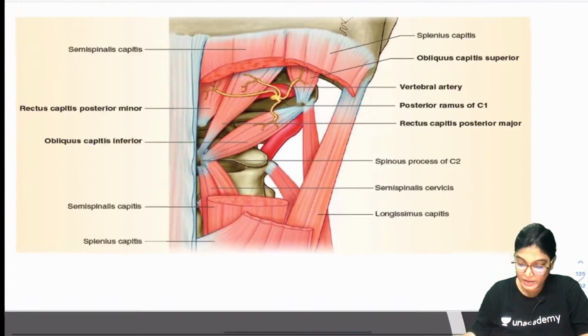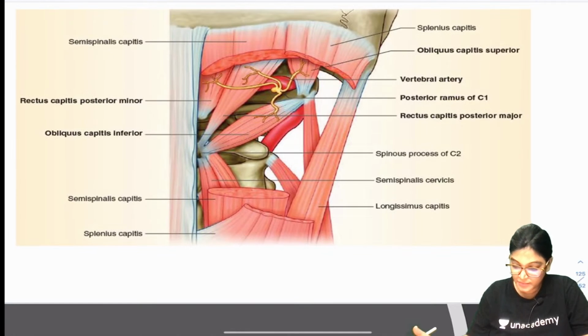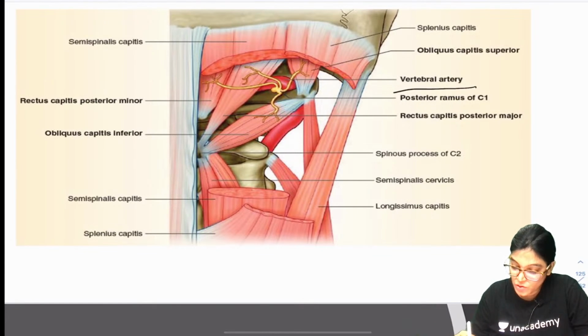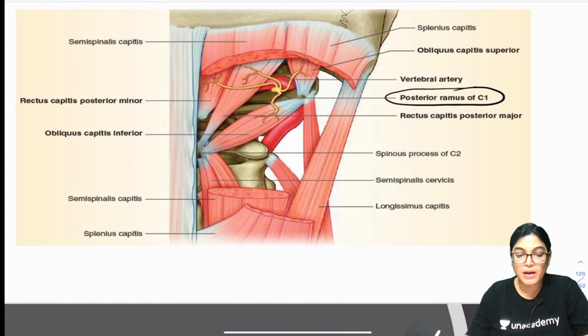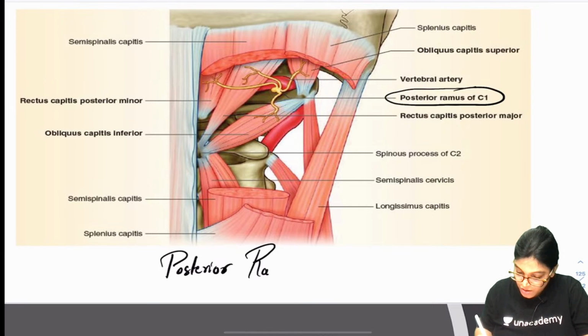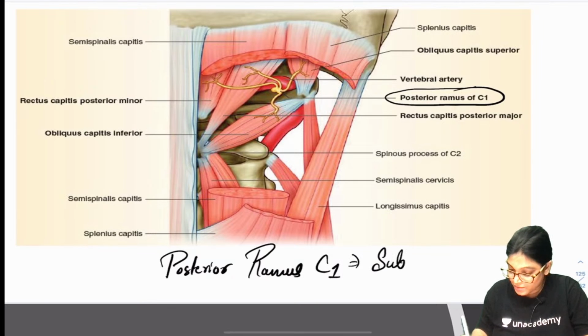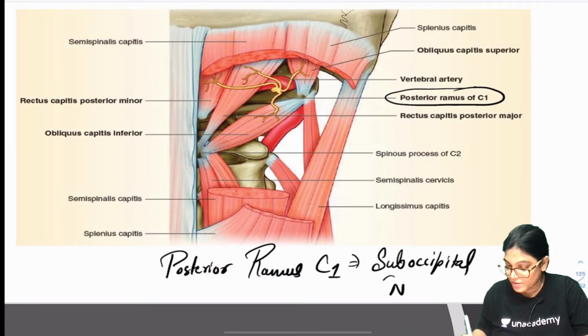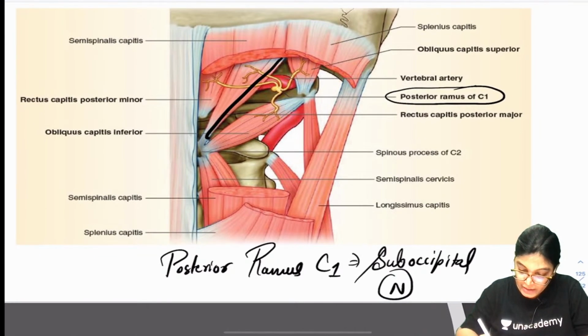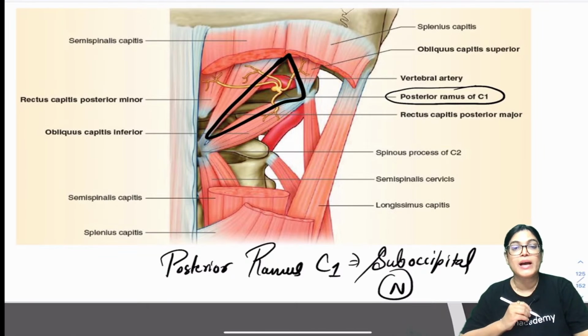Now moving on to the next, that is the posterior ramus of C1. So actually, the posterior ramus of C1 means, which nerve is this? Posterior ramus of the first cervical nerve, that means it is the suboccipital nerve. And the suboccipital nerve, my dear friends, is an important content of which triangular space? What is this triangular space?